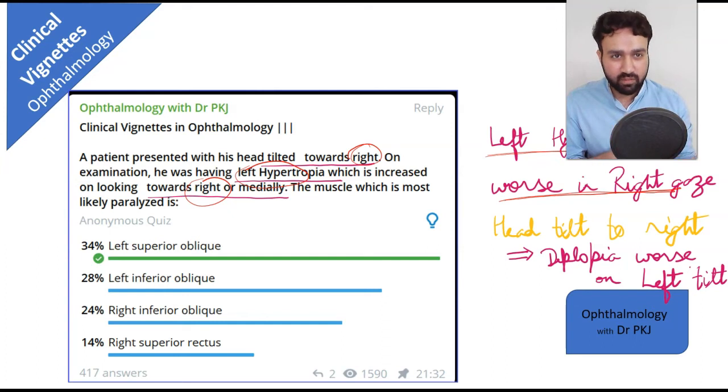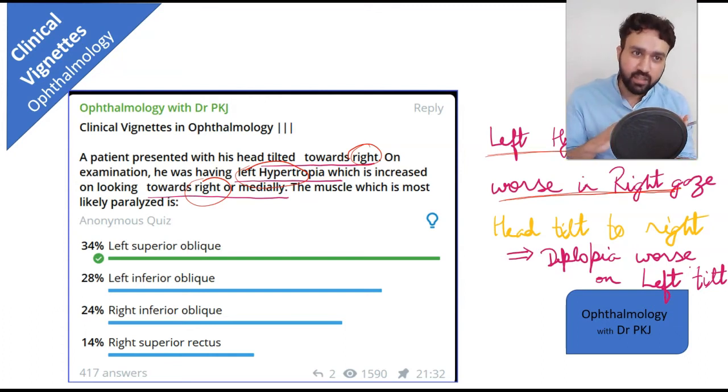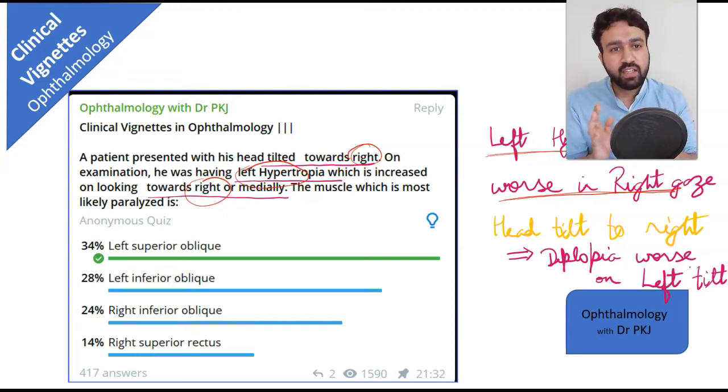For the Park three-step test, the question we need to ask is whether the hypertropia or the diplopia is worse in right or left gaze, correct? We don't have to interpret the head tilt into the equation. Basically, if the patient has a right head tilt, he is keeping his head tilted to the right side. Why? Because he's reducing his diplopia in the right head tilt. So his diplopia is going to be worse in the left head tilt.